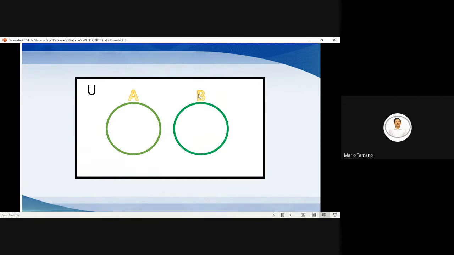All right. Now, what is the purpose of this? So that we can compare easily the sets, no? Just like set A with set B. Or we can easily compare the two sets to the universe. Just like that. Vice versa.